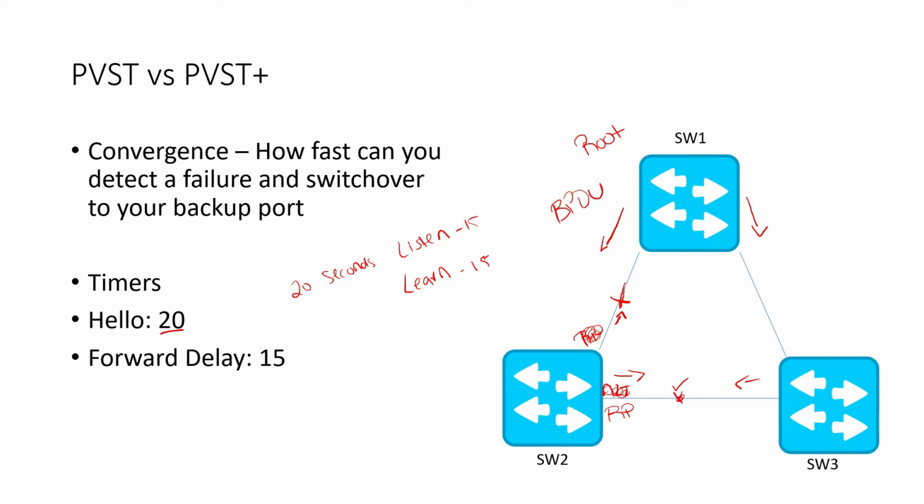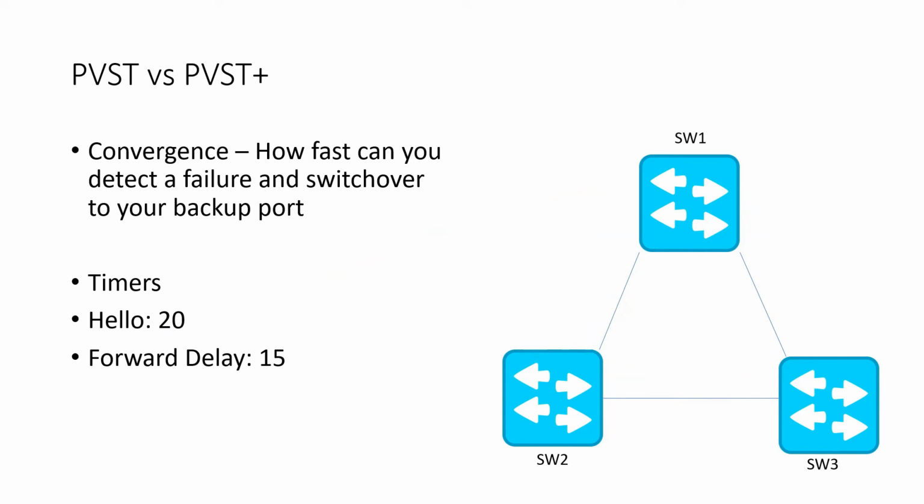20 seconds to detect the failure, and 30 seconds because you have to go through listening and learning once the other port becomes your root port. For this reason, we do not run legacy spanning tree. We run rapid spanning tree. And here's the difference. With rapid spanning tree, we mentioned that it's faster to converge than legacy spanning tree. So here's the big difference.